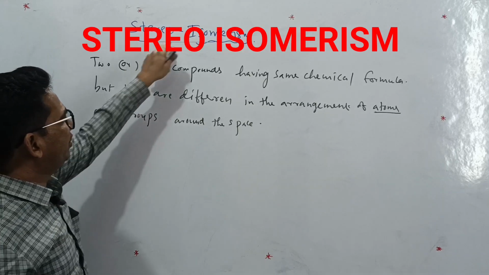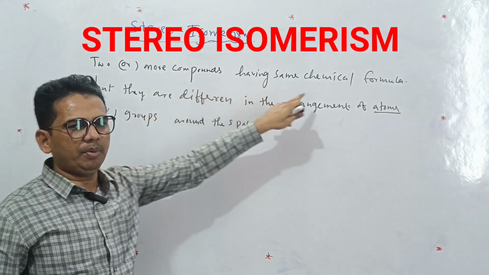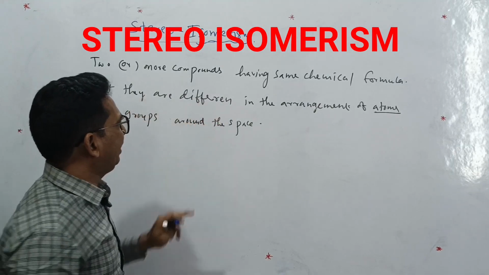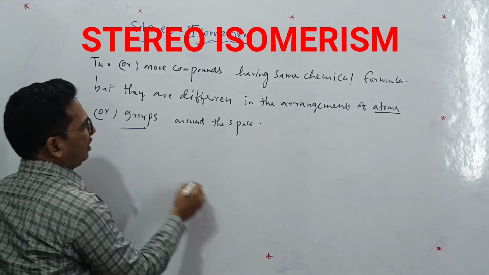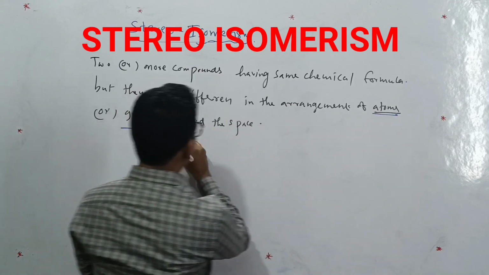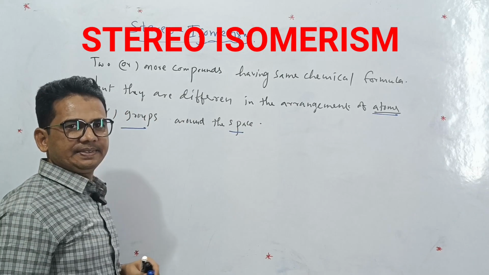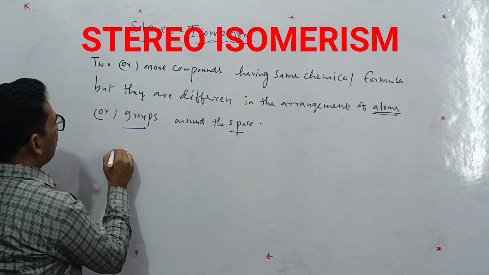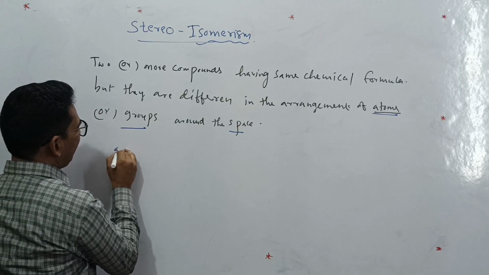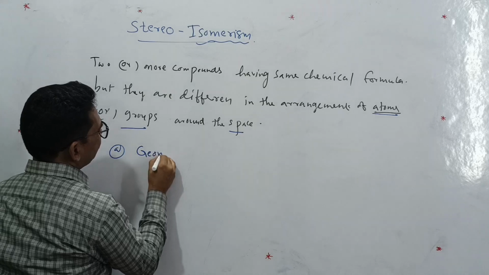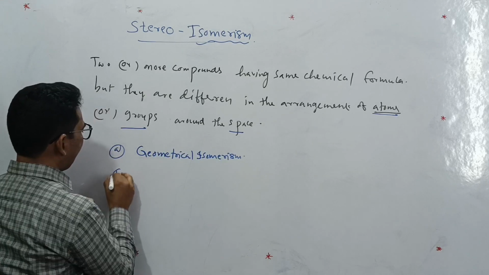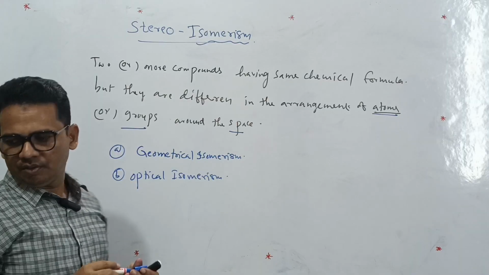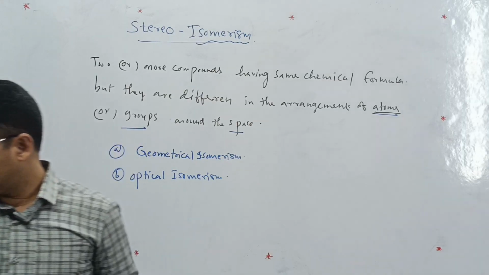What is meant by stereoisomerism? I told chemical compounds having the same chemical formula, but they are different in the arrangement of atoms or groups around the space. How it will be? I will show in the example. This is mainly classified into 2 types. One is called the geometrical isomerism. Another one is the optical isomerism. First we will go for the geometrical isomerism.